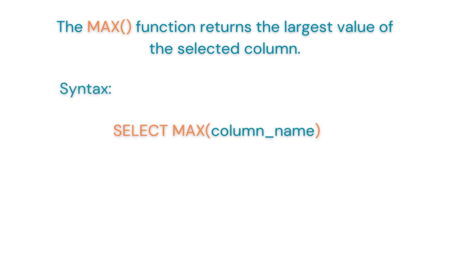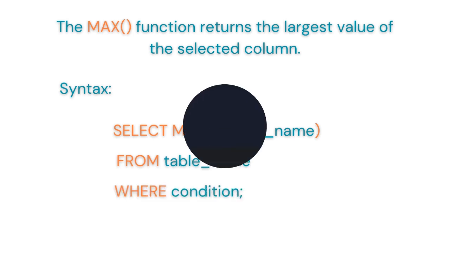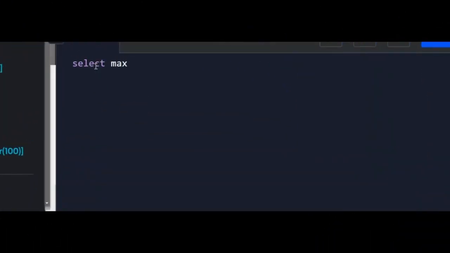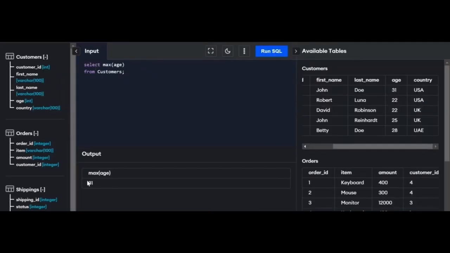Next we have the MAX function. This function returns the largest value of the selected column, and the syntax for that is SELECT MAX(column_name) FROM table_name WHERE condition. For example, SELECT MAX(age) FROM customers. Now if we compile this, it displays the maximum age of the customers.